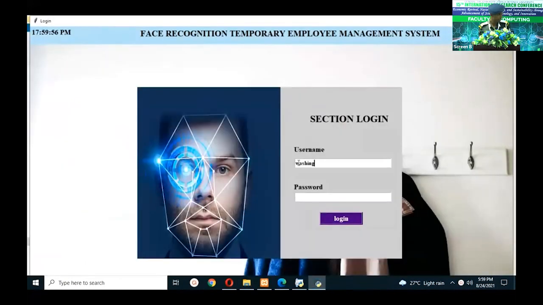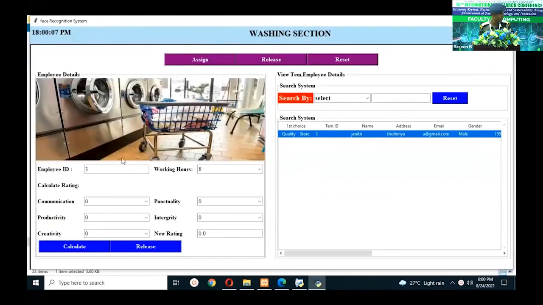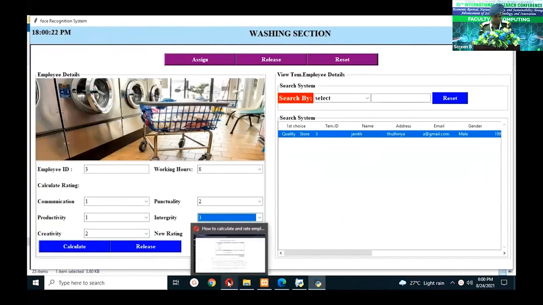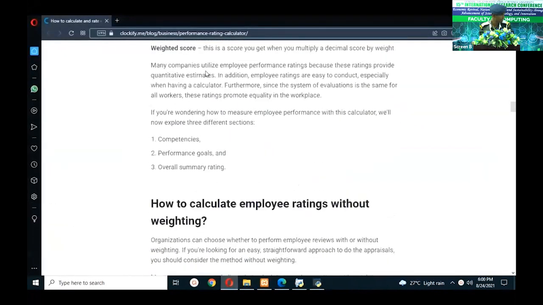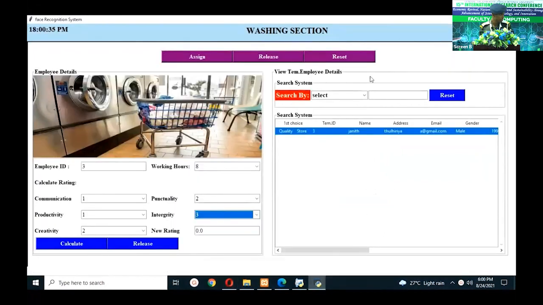The next part is the sectional head. The company should get the best temporary employees as workers. According to the rating level, using standard methods, and after the calculation, a new rating level is given to these employees according to their performance. Finally, this is a desktop application with a web-based system.